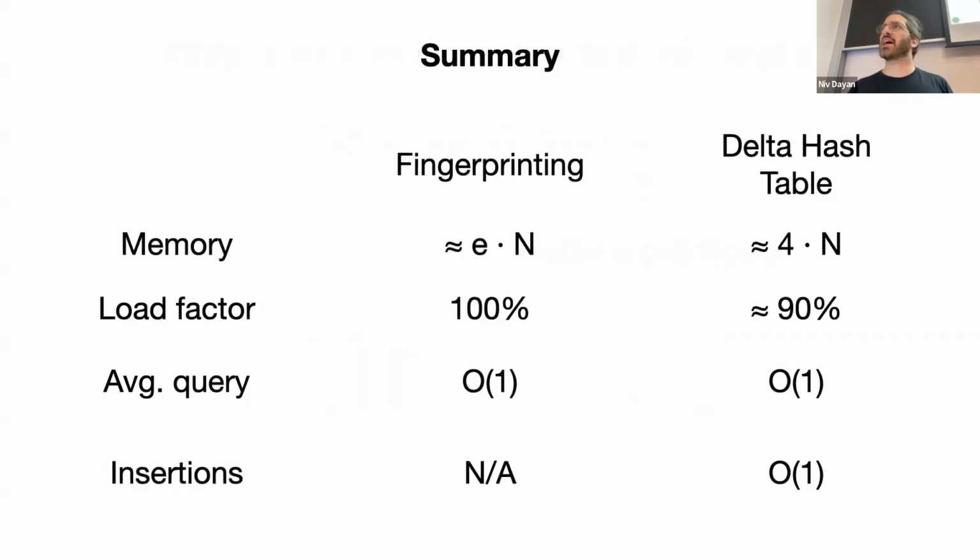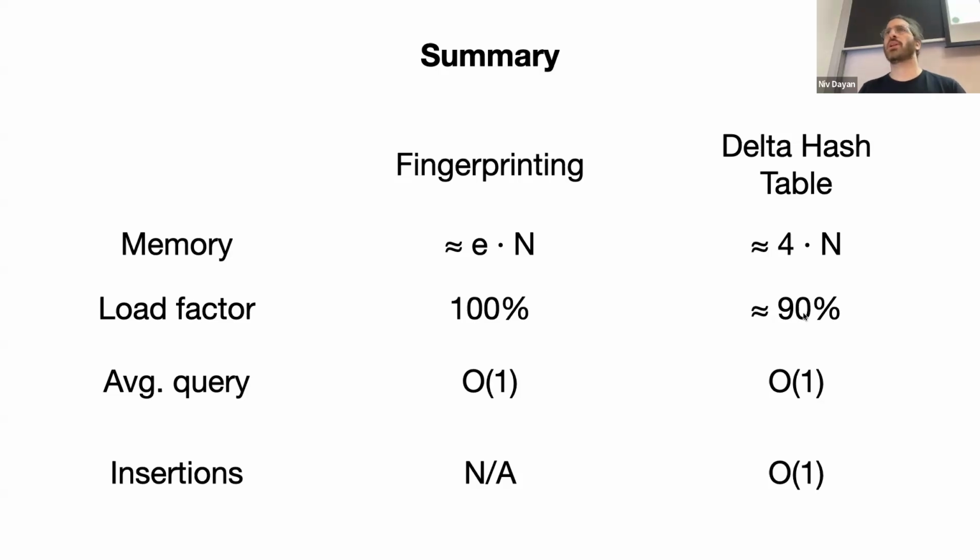So now we can compare that to minimal perfect hashing. And if you compare that to what we saw before, here I'm just comparing the amount of memory for the hash function, the data structure that resolves all the collisions. With fingerprinting, that was e times N. With the delta hash table, it's something like 4, right? So it's not actually that much more, which is cool.